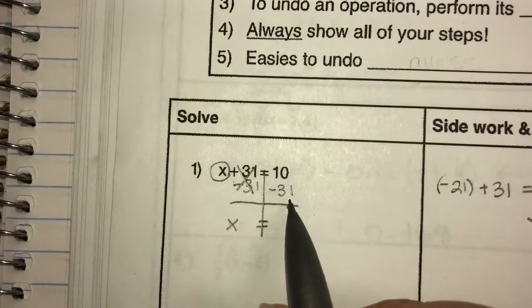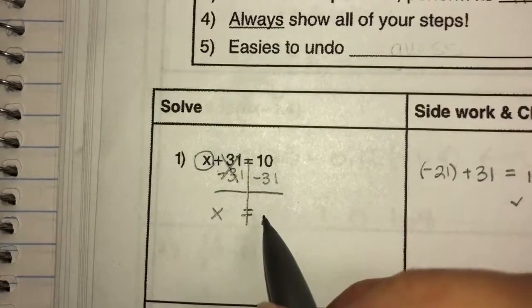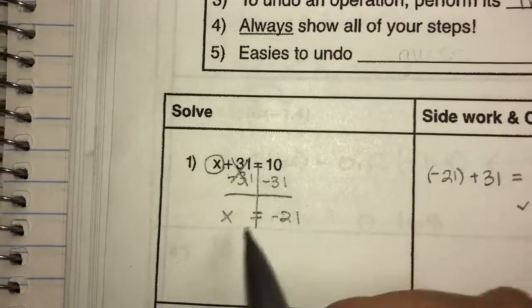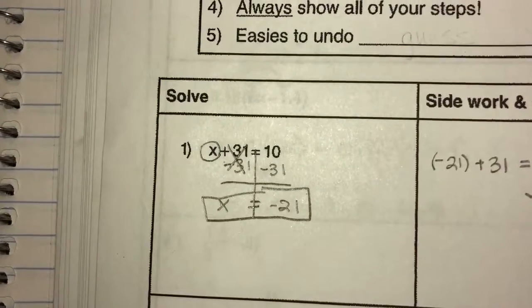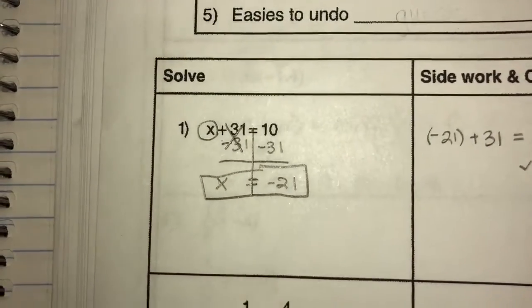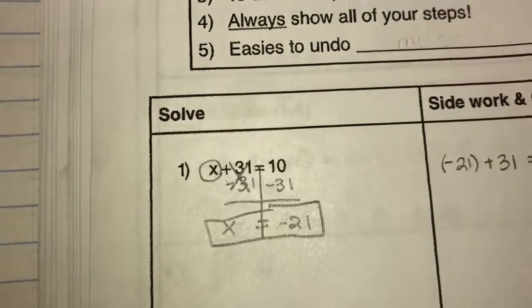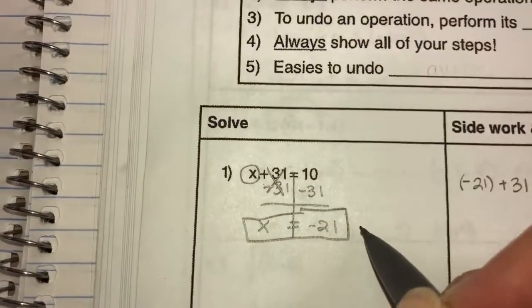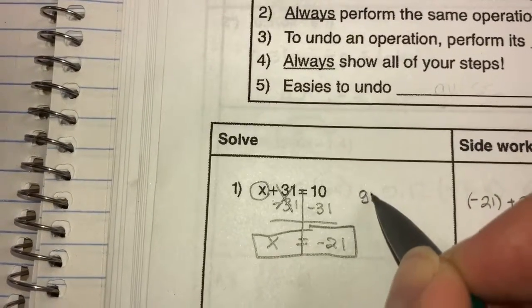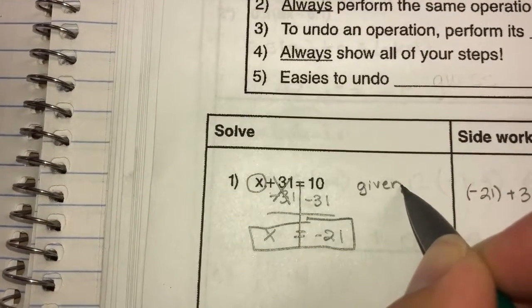10 take away 31. That's going to go down into the negatives, into negative 21. So that's our answer. We'll put a box around it to kind of show the bottom of that balance. X should be equal to negative 21. And we got there using the subtraction property of equality. So up here, I'm going to write that this was our given. And this is, by the way, how you write a proof.